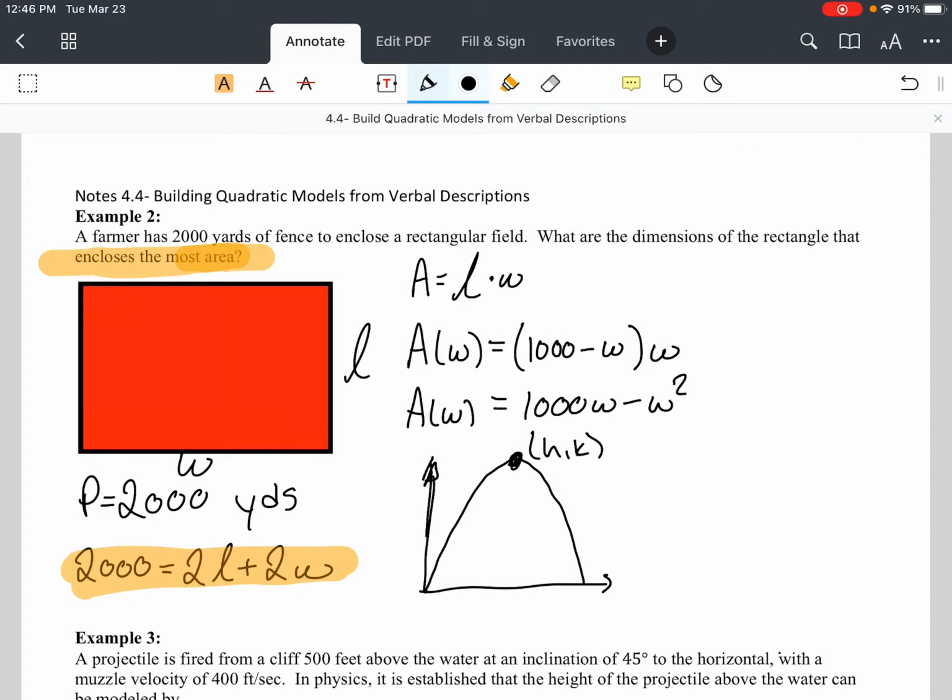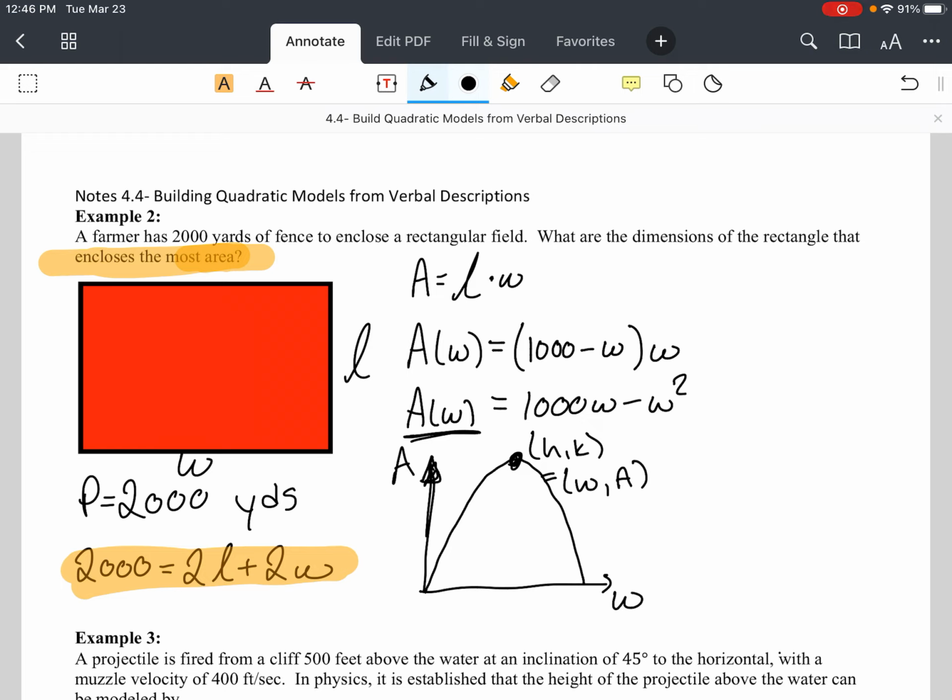So let's go ahead and take a look at this graph over here. If I'm talking about this graph in terms of A of W, W is going to be our x-axis and A is going to be our y-axis. So when we're solving, it's going to be W comma A.